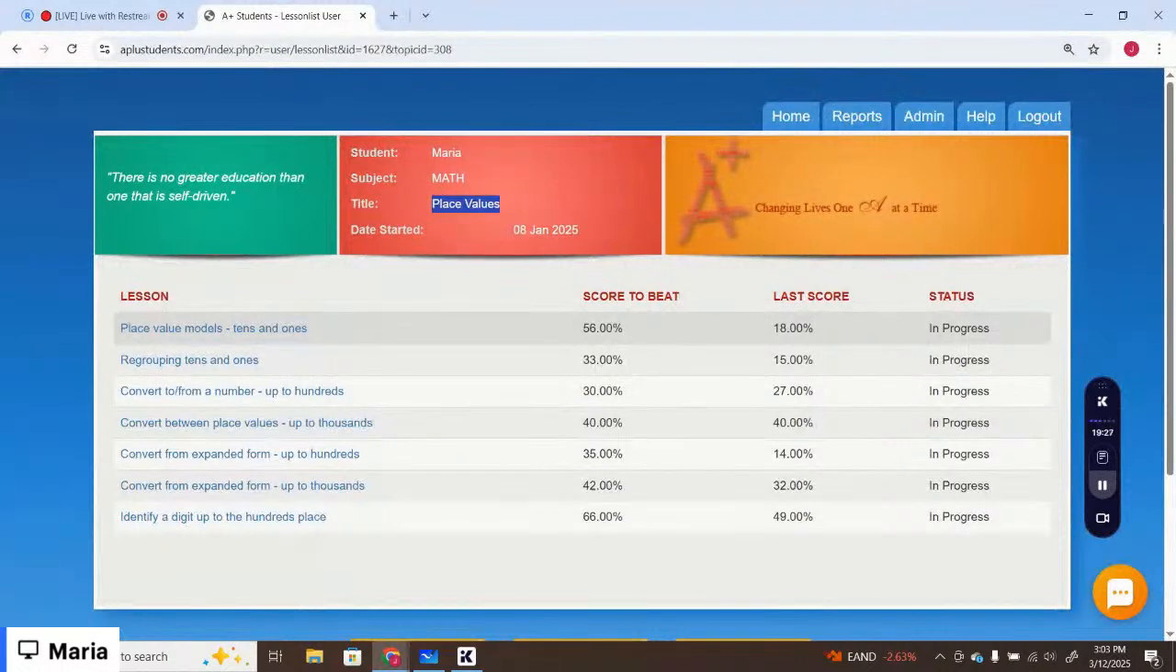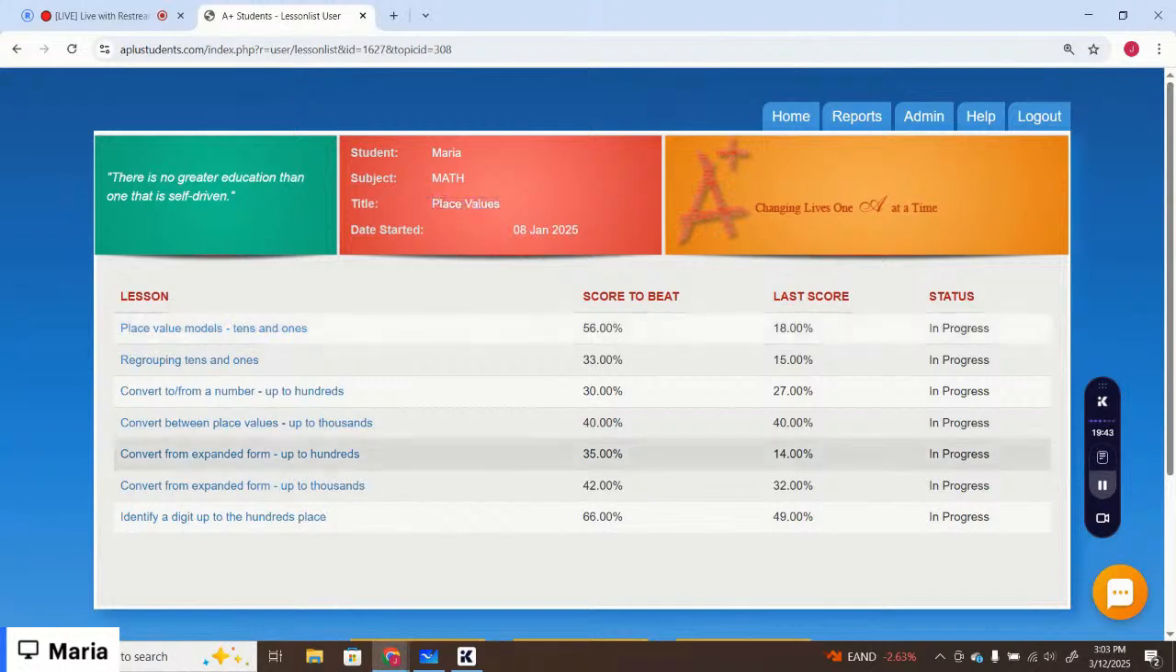Then I'm on grade 2 math. The chapter we are working on is place values. Let's just start with the lesson that is convert from expanded form of 200s.